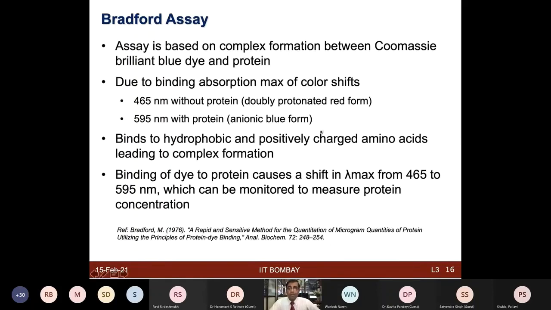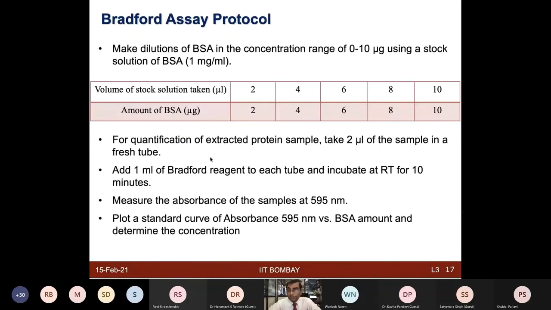So Coomassie Brilliant Blue based methods, Bradford assays and modified Bradford assays are quite popular as well. And you are measuring the binding absorption maximum shift from 465 nanometer to 595 nanometer. When the protein binds, the red color dye changes to the blue color form because of the hydrophobic interaction with the positively charged amino acids. And that's what you are measuring at 595 nanometer.